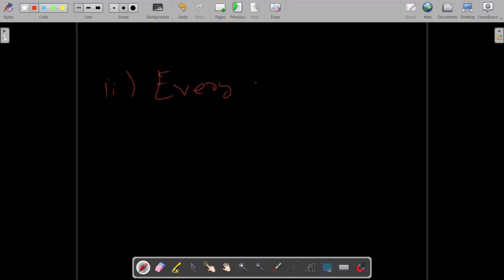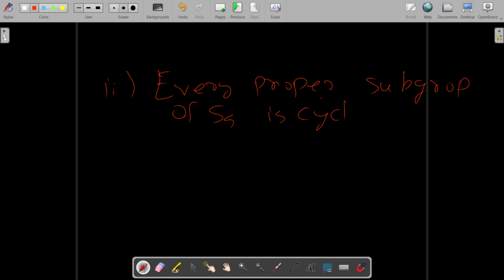Every proper subgroup of S4 is cyclic. This is clearly not true. So we know it from previous classes.